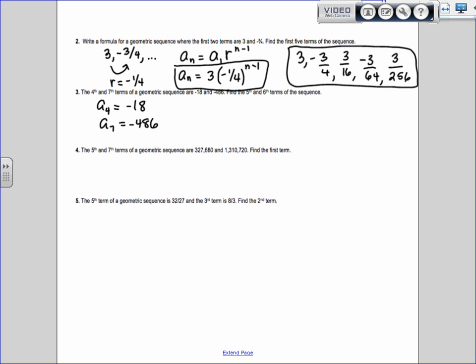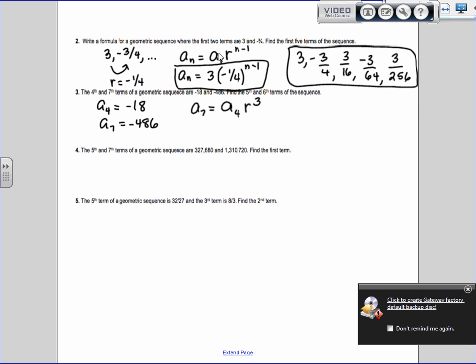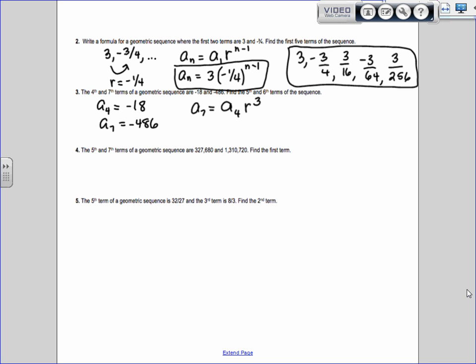So just like we did in the last section, whatever terms you have, you need to write an equation that relates those two things. So I want to write an equation that relates the fourth term to the 7th term. In order to go from the fourth term to the 7th term, I'm going to multiply by r. How many times? 3. Right? 3 swoops to go from the 4th to the 7th. So I'm going to have a sub 7, -486, equals a sub 4, -18, times r cubed.